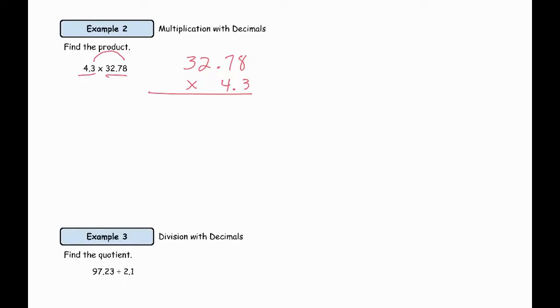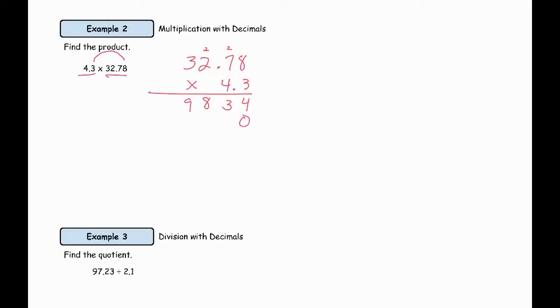And we're going to multiply, and as we're multiplying, we're not worrying about our decimals. We will place our decimal on our answer when we are done multiplying. So let's go ahead and do that. So 8 times 3 is 24. We bring up our 2. 7 times 3 is 21, plus 2 is 23. And then 2 times 3 plus 2, we know is 8. And then 3 times 3 is 9.